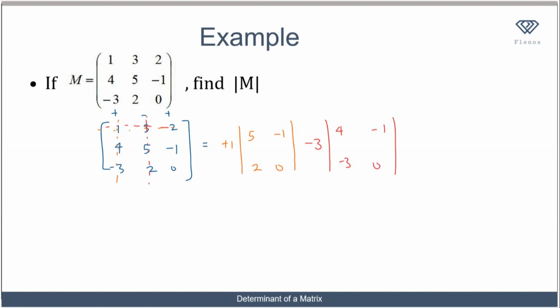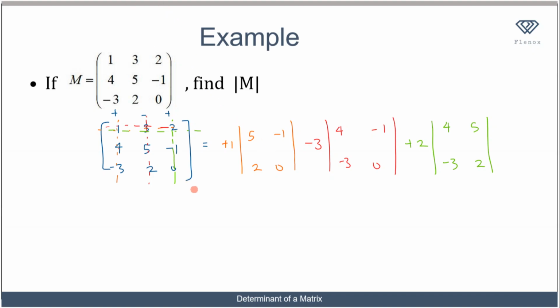And for the last element here, which is 2, I'm going to draw a line vertically and horizontally. And what am I going to be left with? I'm going to have plus 2, and I'm left with 4, 5, minus 3 and 2. So now we can easily solve these 2 by 2 matrices.